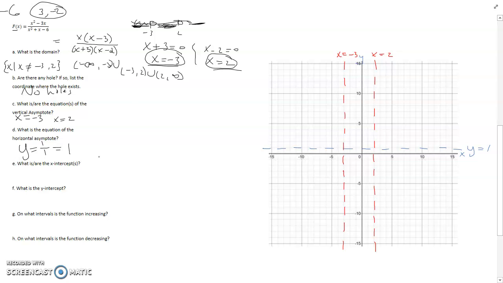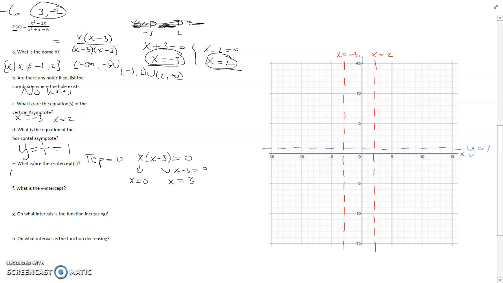All right, so what are the x-intercepts? To find the x-intercepts, remember we set the top equal to 0 after we simplified. So I'm going to look at my numerator, and we're going to set it equal to 0. So x(x - 3) = 0. We set these equal to 0, and this gives me x is equal to 0 and x is equal to +3, because remember x - 3 = 0, move the 3 over.